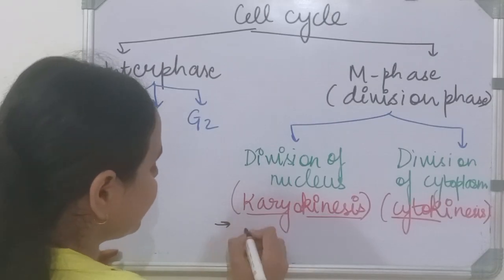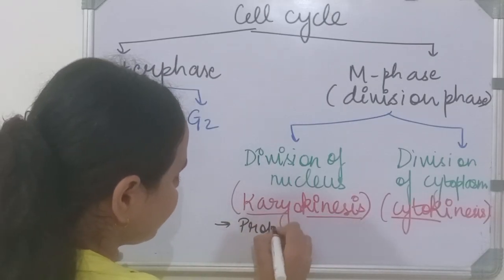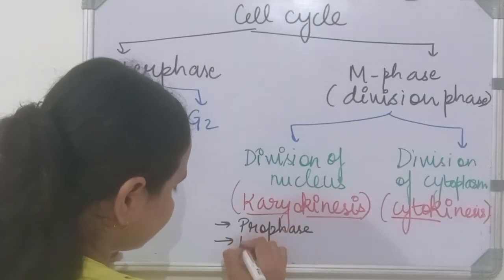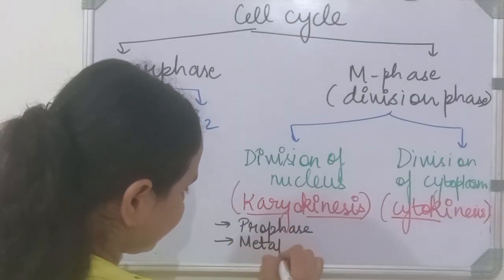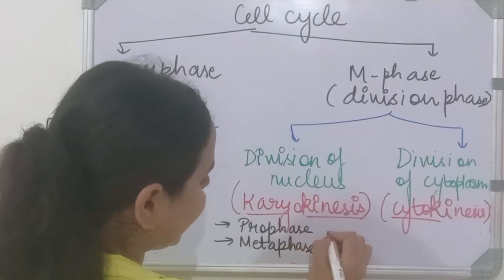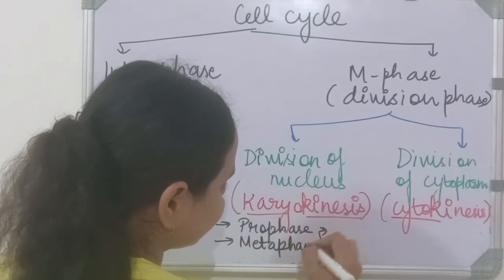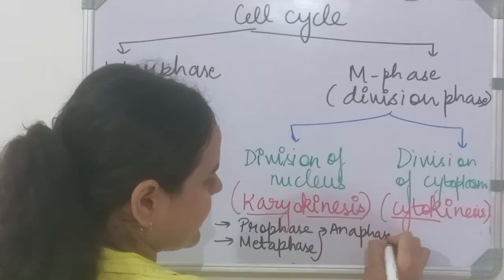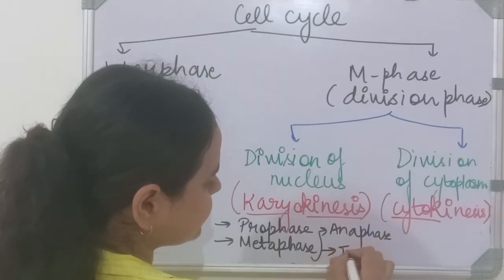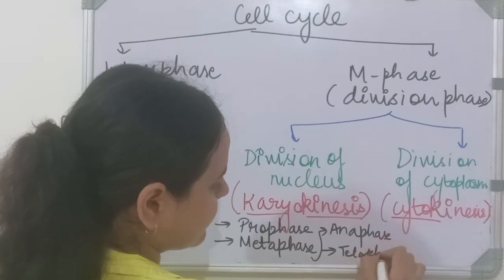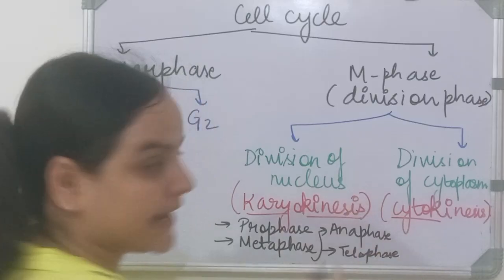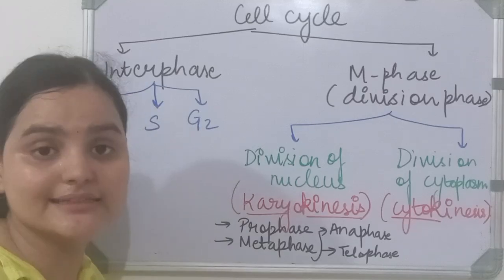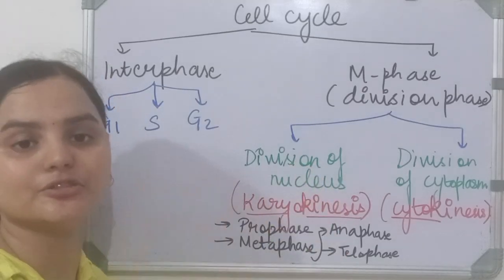Now this division of nucleus, which is known as karyokinesis, happens through four sub stages, which are prophase, metaphase, anaphase, and telophase. In next lecture, we will study these four stages in detail and we will be understanding it through diagram.